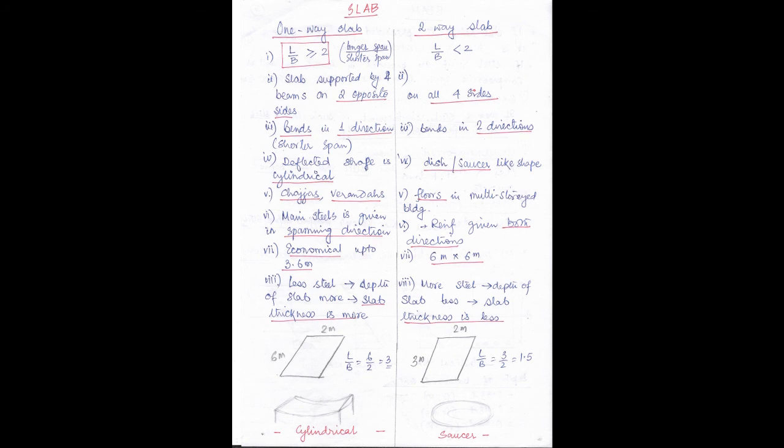But let us take the example of a two-way slab, 3 meters by 2 meters. What is the ratio of the longer span by shorter span? That is 3 by 2. 3 by 2 means what? 1.5. Less than 2. So, this is a two-way slab.